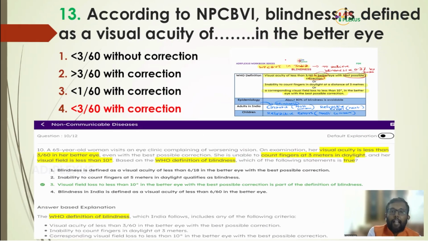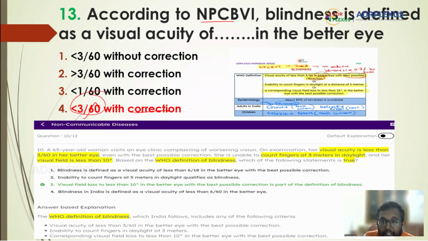So according to the National Program for Control of Blindness and Visual Impairment, blindness is defined as a visual acuity of less than 3 by 60 with best possible correction in the better eye. So even if you have two eyes, one of the eyes is gone, with one eye, even if you are wearing spectacles, if you are able to achieve more than 3 by 60, then you are not blind. With best possible correction also, if it is less than 3 by 60, then you are called blind.